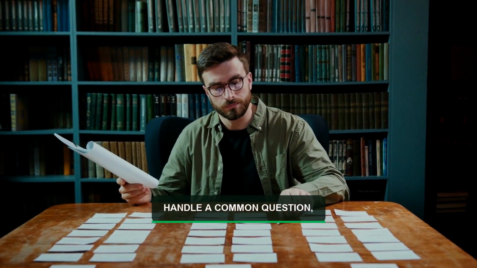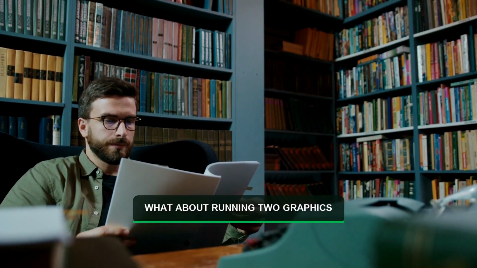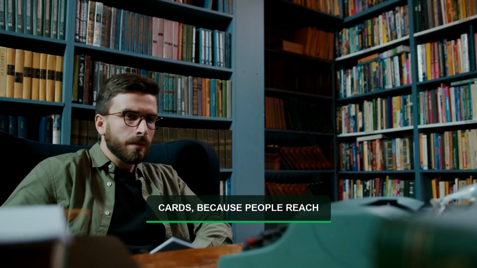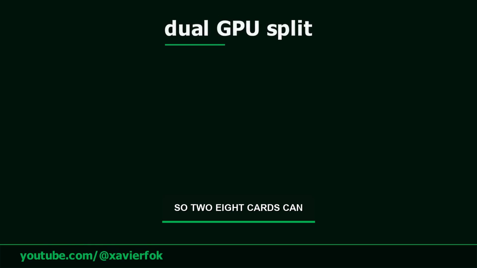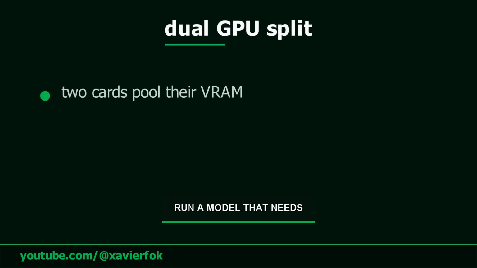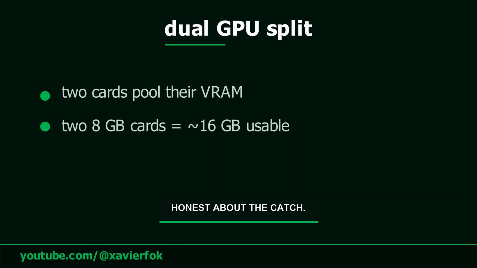Let me handle a common question. What about running two graphics cards? Because people reach for this. You can split a model across two cards and their memory adds together. So two 8 GB cards can run a model that needs around 16. That is a genuine way to run bigger models at home. But be honest about the catch.